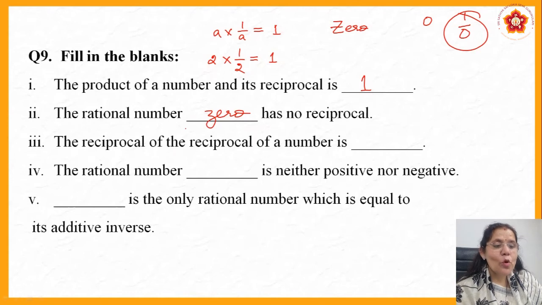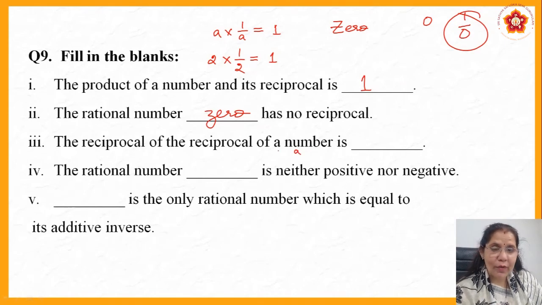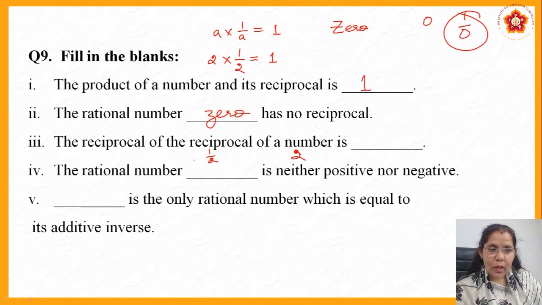Third part, the reciprocal of a number is. Please don't get confused by these words. Just break them up. The reciprocal of a number. First of all, a number. Let the number be A. If you are not very comfortable with these alphabets, you can take the number 2. Number is 2. Its reciprocal is 1 upon 2. And the reciprocal of this reciprocal, reciprocal of 1 upon 2.